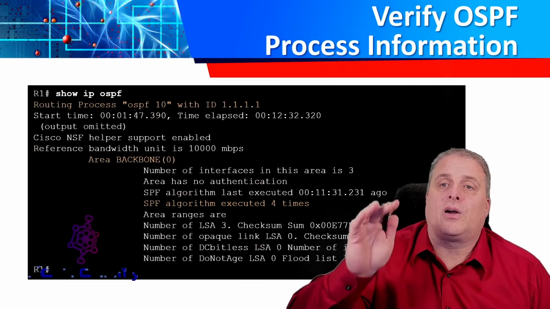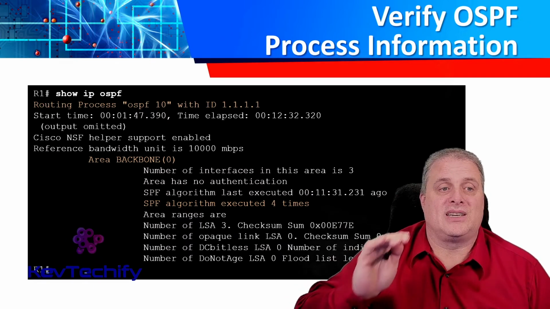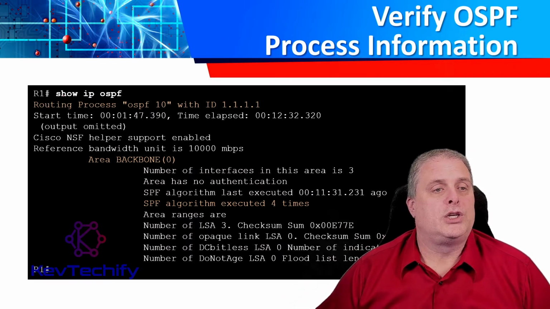To verify our OSPF process information, we use the show ip ospf command.